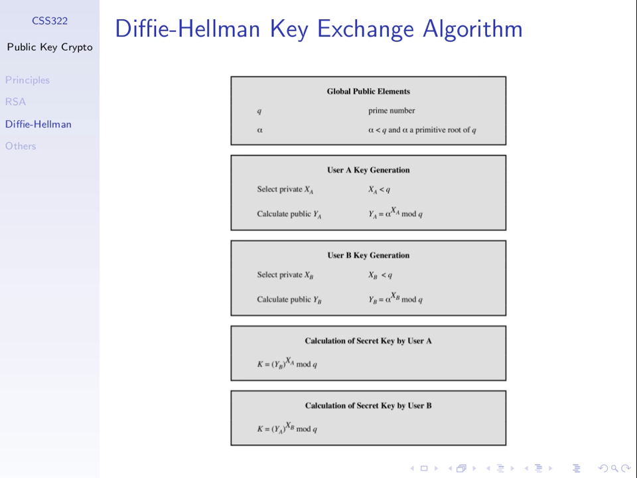If we find XA, then we can find K. If we get XA, we've got it here, and we'll immediately calculate K. So the challenge is to find XA. How do we do that?